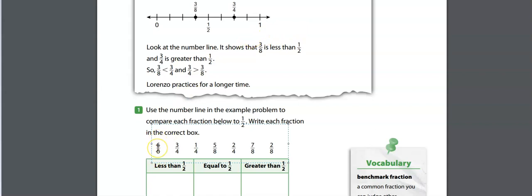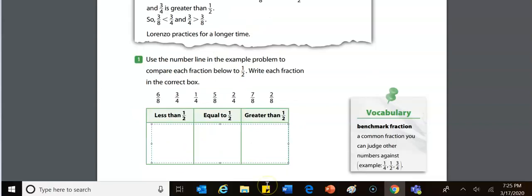So 6/8. As I stated before, each notch is an eighth on our number line. So we're going to count 6/8. 1, 2, 3, 4, 5, 6. 6/8, which is equivalent to 3/4. So 6/8 is greater than 1/2. So we're going to write that in the greater than 1/2 area. So we know that 6/8 is greater than 1/2. So we're going to put 6/8 right here.